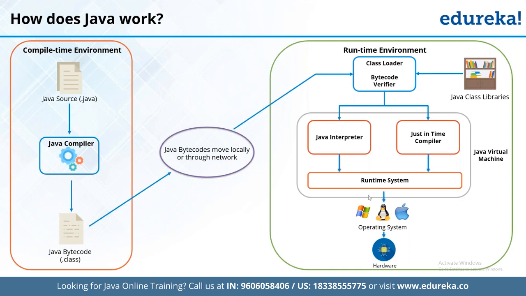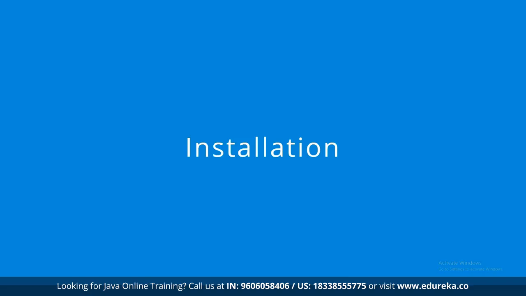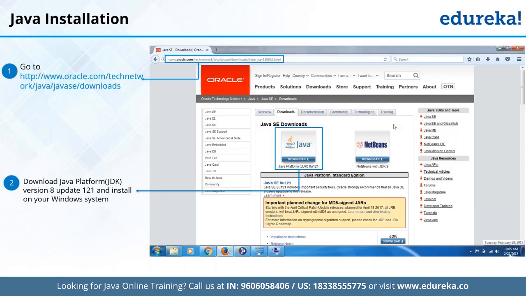Now, Java is not available by default. We can do two things here. We can install the Java package separately from oracle.com, the Java SE downloads under Oracle Technology Network. From there, we can download the JDK that we need to install on the local system on which we are planning to develop in Java.